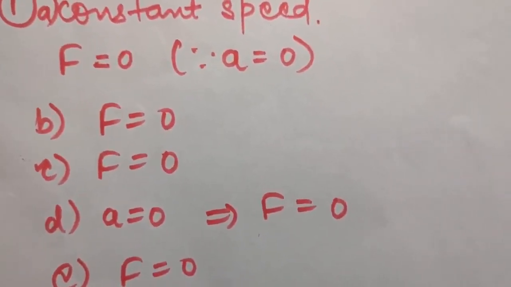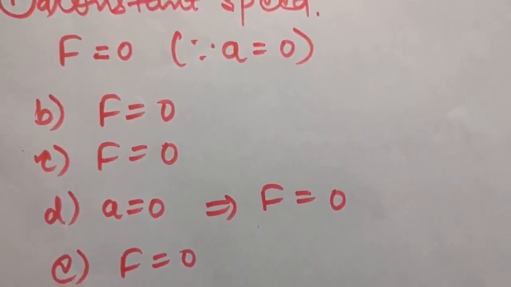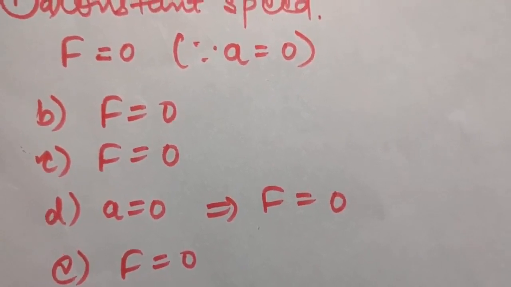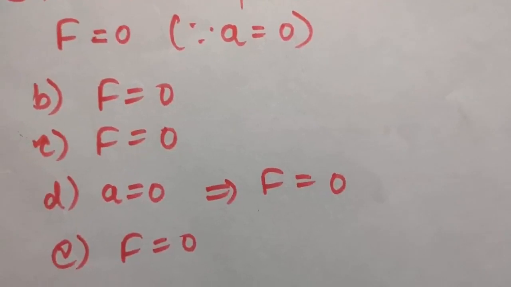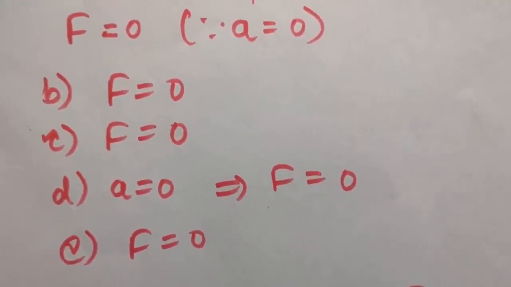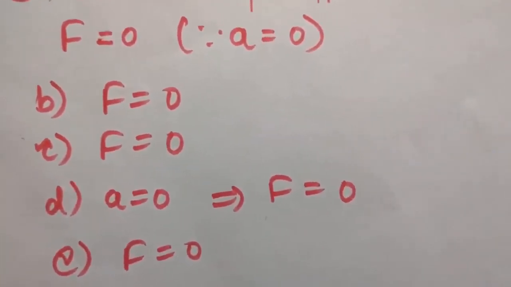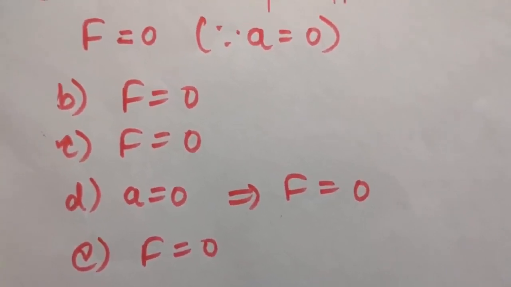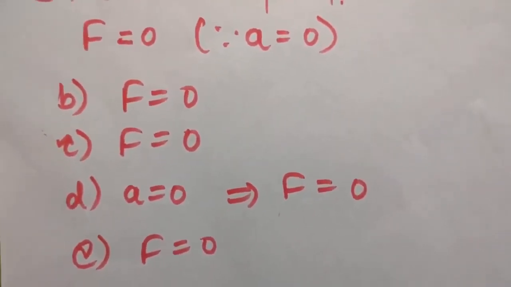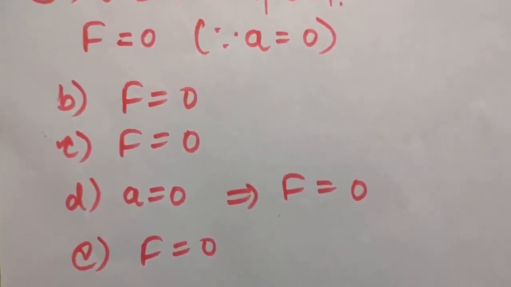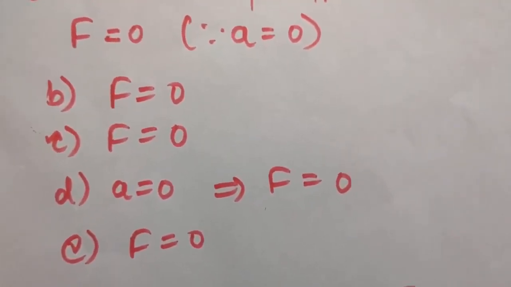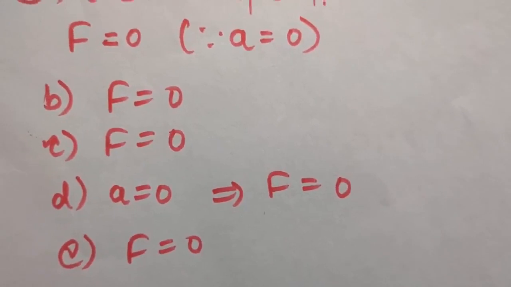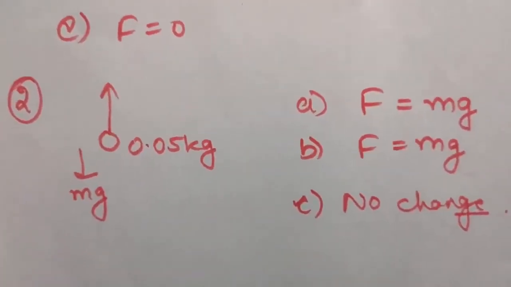Next question says a high-speed electron in space far from all gravitational objects and free of electric and magnetic fields. See, if any object is free from electric and magnetic fields, that means net force on the electron will come to be 0 only, because neither field is acting on it, so it will remain in rest or in its motion only, so force will be 0. Okay, now the next question.